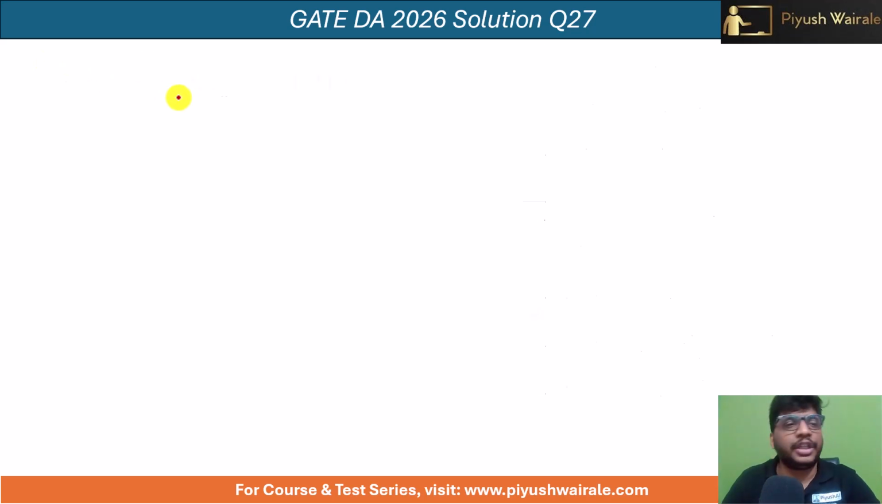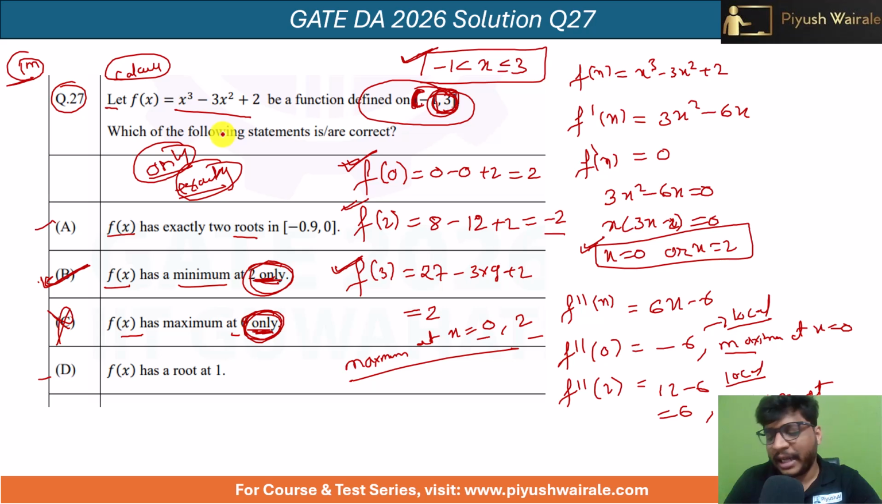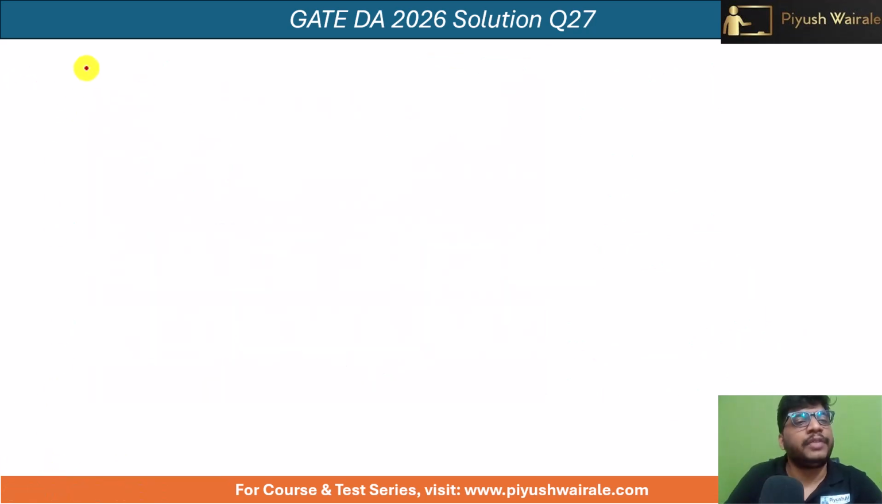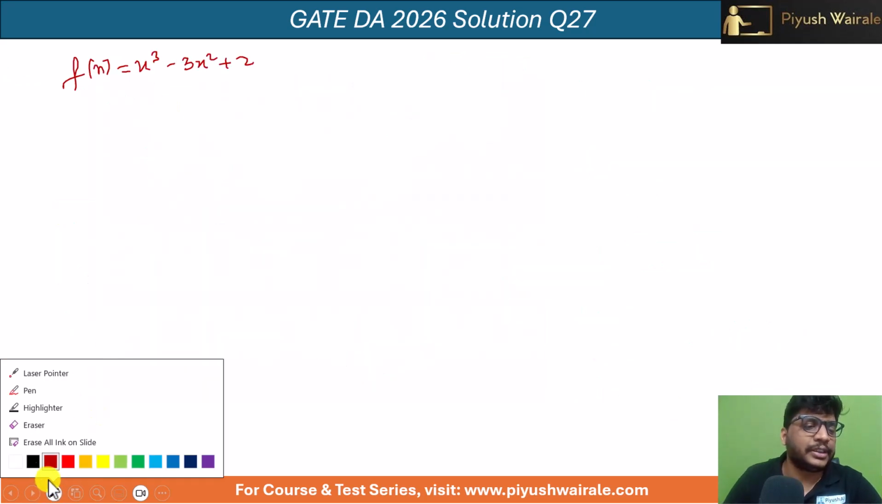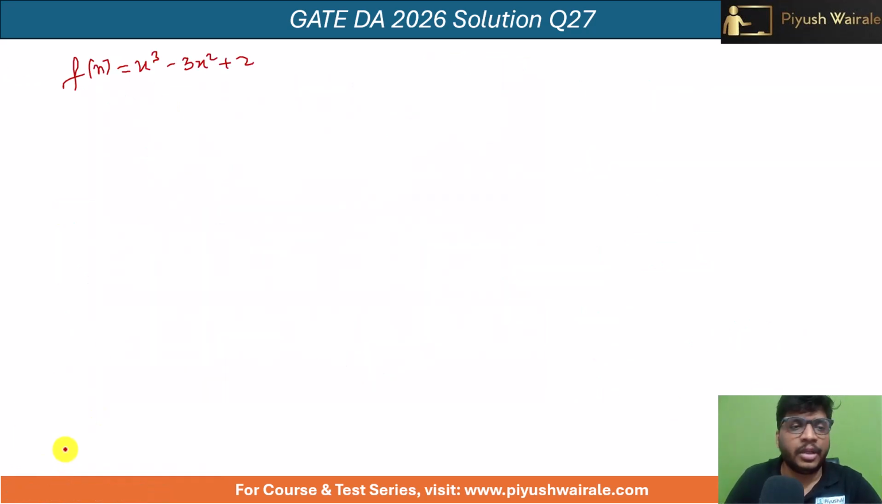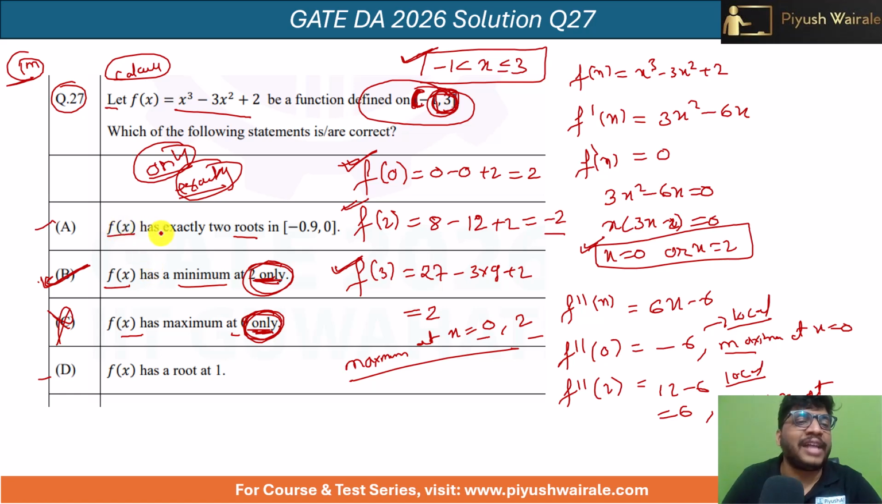So what is the equation given to us? x cube minus 3x square. So here we have f of x, x cube minus 3x square plus 2, right? Yes. So what is the first option? First option, f of x has exactly 2 roots in this particular interval. And what about option number D? f of x has a root at 1.